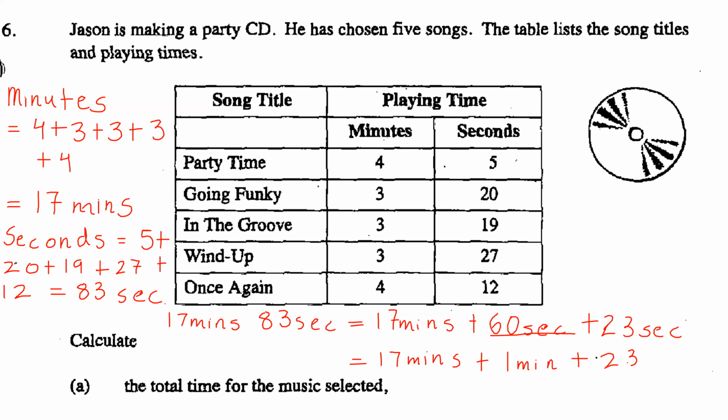So let's add all the minutes together. What do we have? 17 plus 1 minute is what? 18 minutes. Sorry, not 8, 18 minutes, because 17 plus 1 is 18. And 23 seconds. So we have 18 minutes and 23 seconds. All right, so that's the answer for number 6A. All right, let's move on.